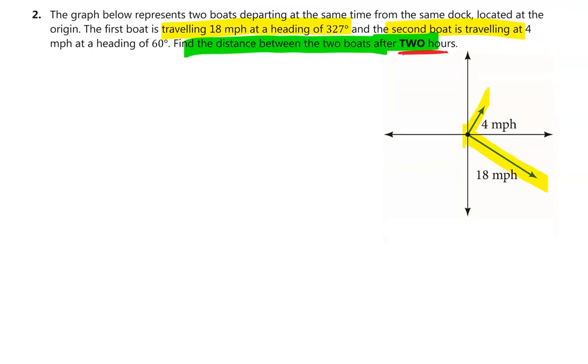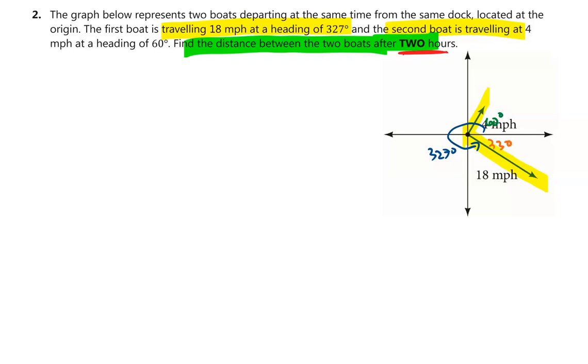So again, the first boat is traveling 18 miles per hour at a heading of 327 degrees. So from the origin to here, that is 327 degrees. And the second boat is traveling at 4 miles per hour at a heading of 60 degrees. So this is 60 degrees. So if this is 327, this is 360, so meaning 360 minus 327, this is 33 degrees.